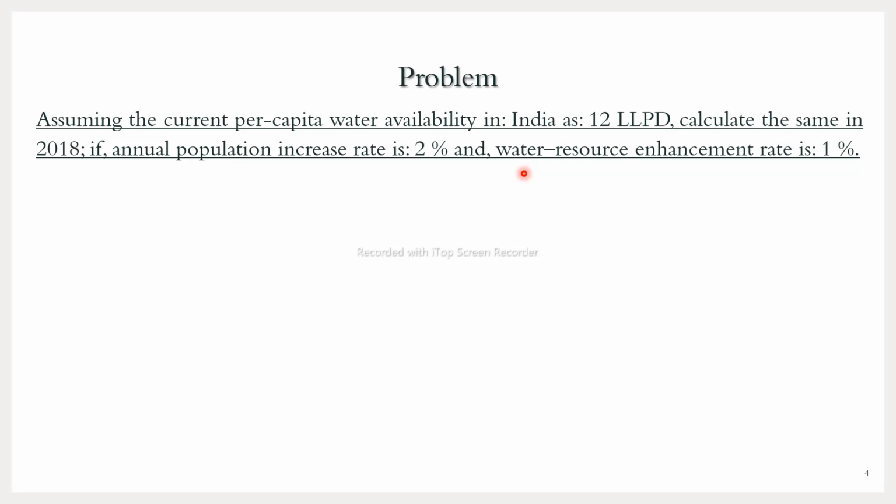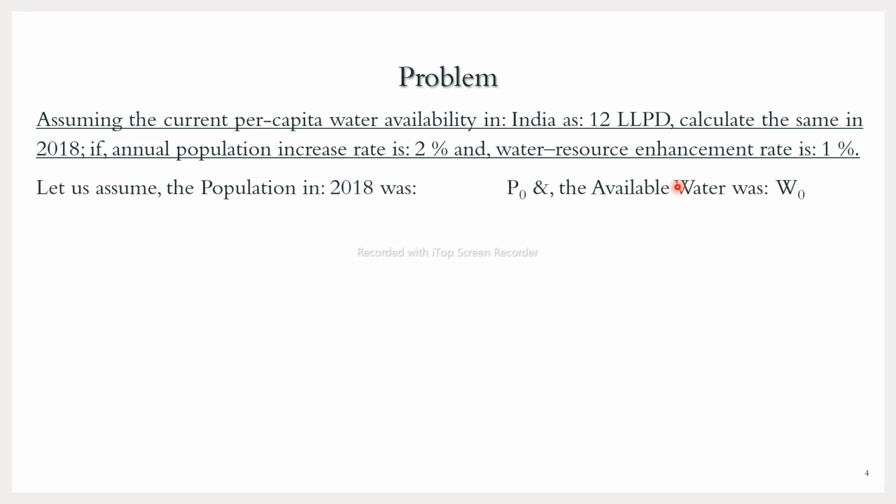So this is a sample problem. We are seeing that the population increase rate of 2% is an annual rate. This enhancement rate is also an annual rate, 1%. In the first week's lectures, this concept was not clarified, so I will not ask you to solve this problem. I will just directly show you the solutions, the methodologies and the steps.